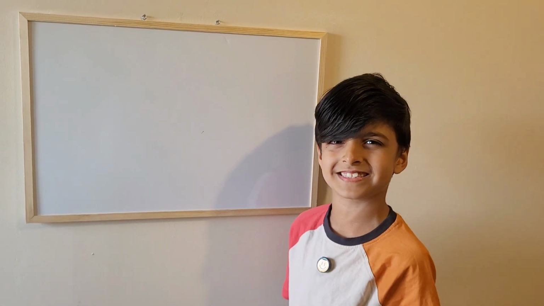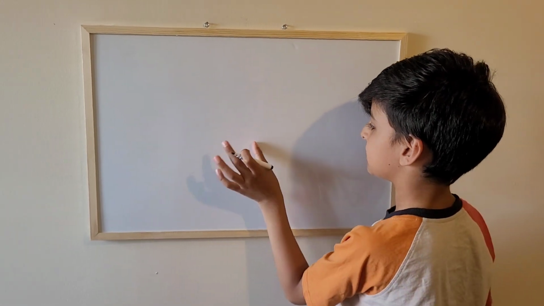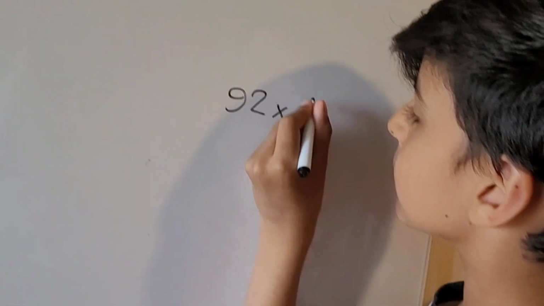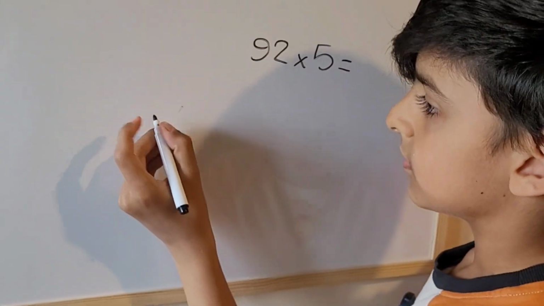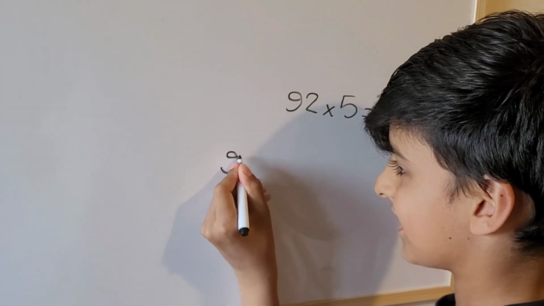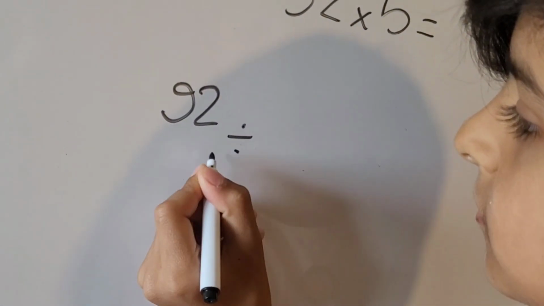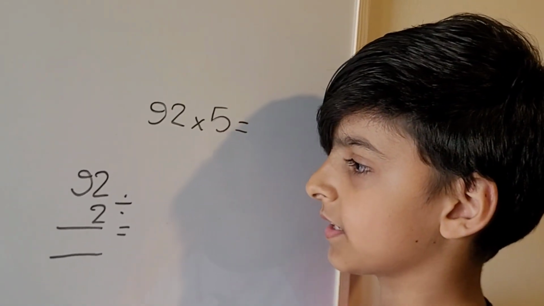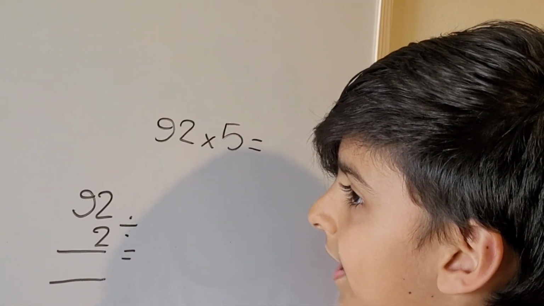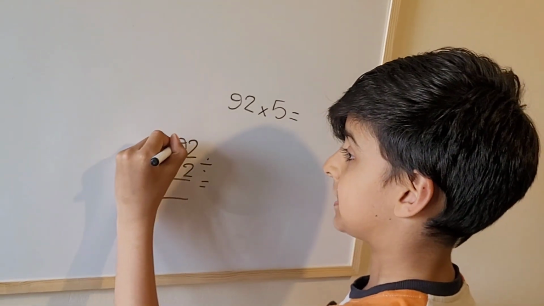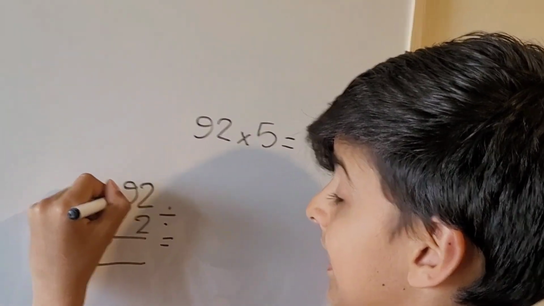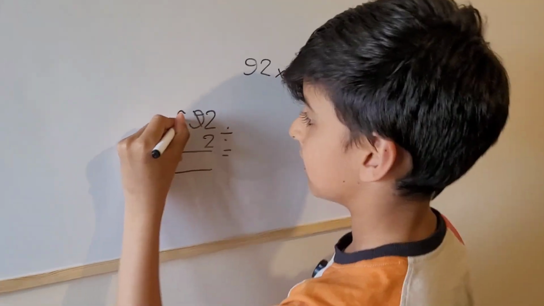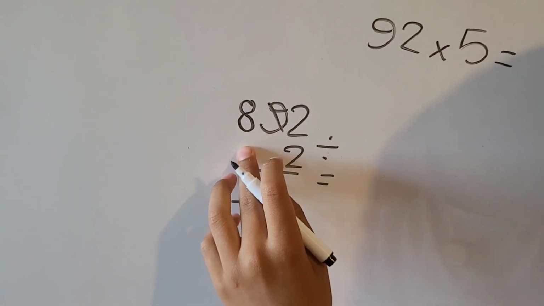Let's look at another example. Let's do 92 times 5. So you do 92 divided by 2. Now let's do the trick. 2 divided by 2 is 1. But then we need to look at the next digit. Is it odd or even? It is odd. If it's odd, we just turn it into the closest smaller even number.